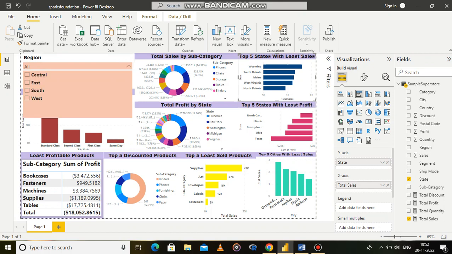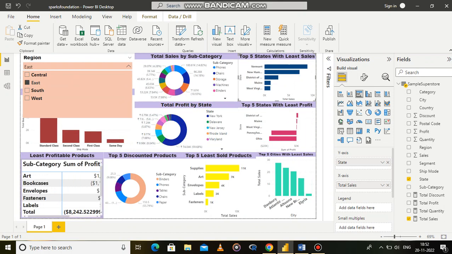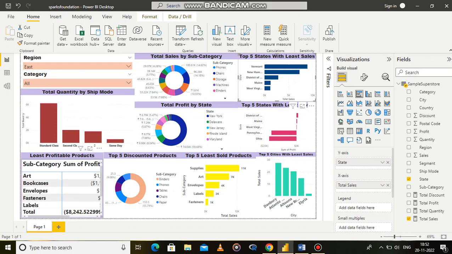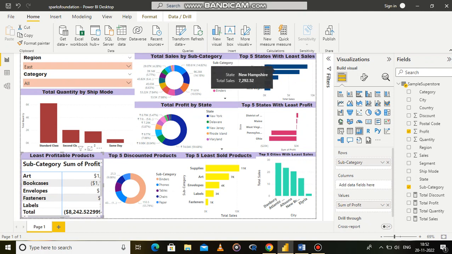Suppose we look at this data, where many of these things change. In the East we have art, cases, envelopes, tables, obviously, and the top five states with the least sales are Vermont, followed by New Hampshire and District of Columbia. The top five cities also change. This is the most interesting feature about Power BI: it's really interactive. It's the most interactive app that I've used.